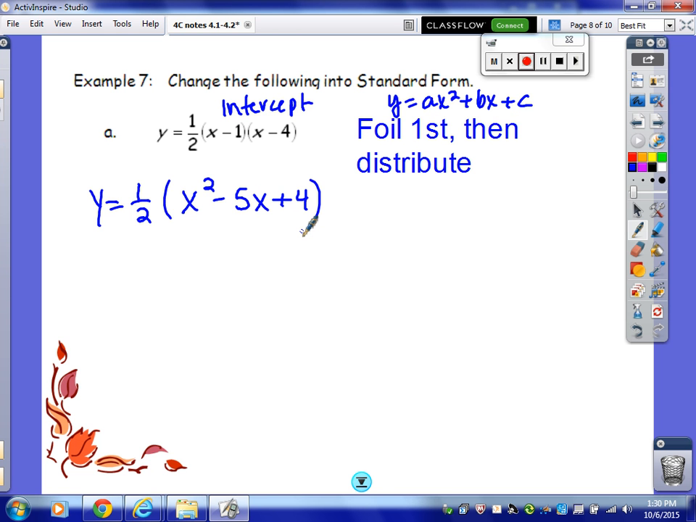And now you're simply going to distribute that 1/2. Leave them as fractions. 4/2 is 2. Okay, so that's your final answer. So nothing too difficult here. Just be careful and don't make any silly mistakes with your algebra. Okay, so that's an example in intercept form.